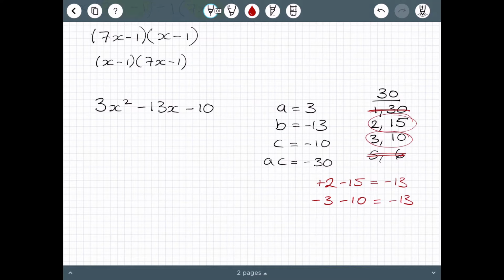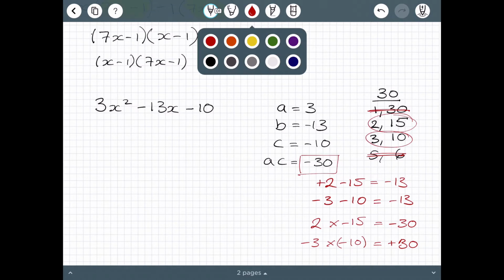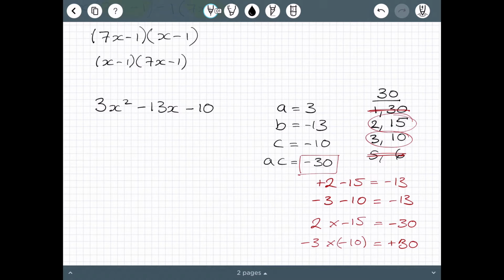Now, we have to remember that the numbers we pick must also multiply to make AC. So if I picked 2 and negative 15, that equals, if we multiply them together, negative 30. If I pick negative 3 and times that by negative 10, I get positive 30. I need to have negative 30. So the only one choice that I can make is positive 2 and negative 15. So let's choose them and get on with the problem.